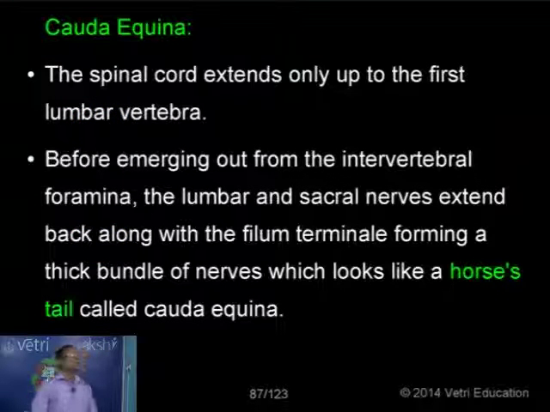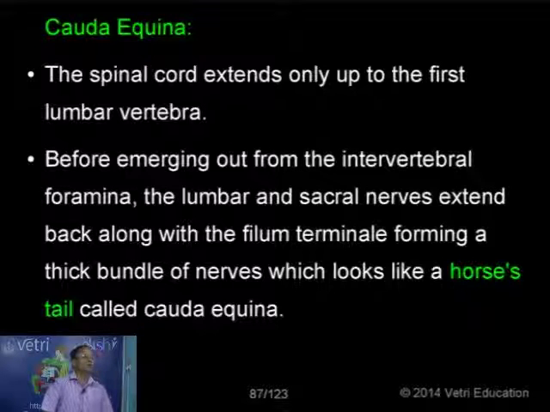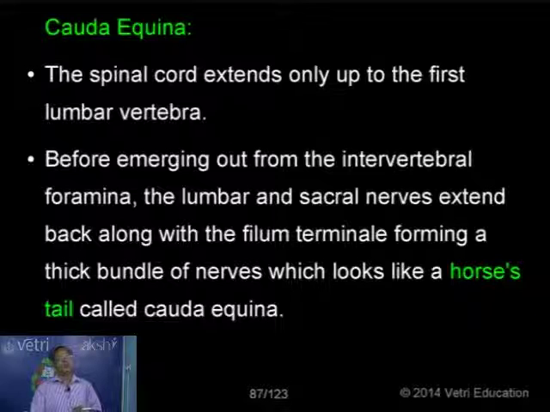I'll conclude with this one, what is cauda equina. I mentioned already that the spinal cord extends only up to the first lumbar vertebra. Before emerging out through the intervertebral foramina, the spinal nerves, particularly the lumbar and sacral nerves, extend back along with the filum terminale in the form of a thick bundle of fibers, giving the appearance of a horse's tail, hence called cauda equina.